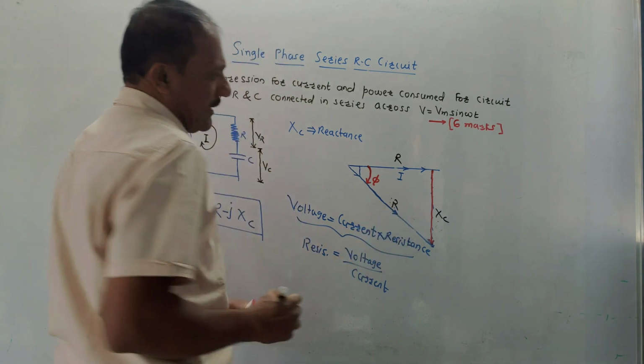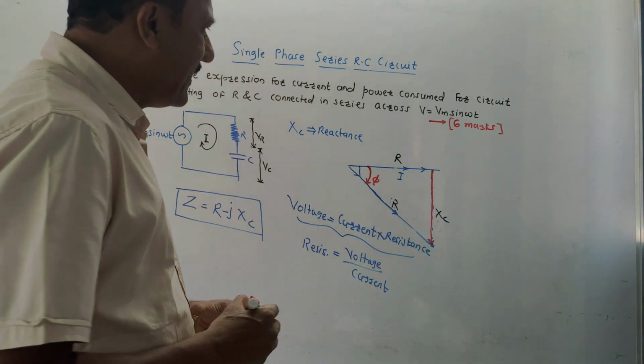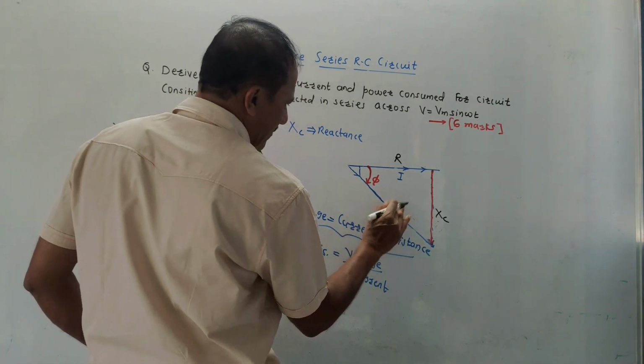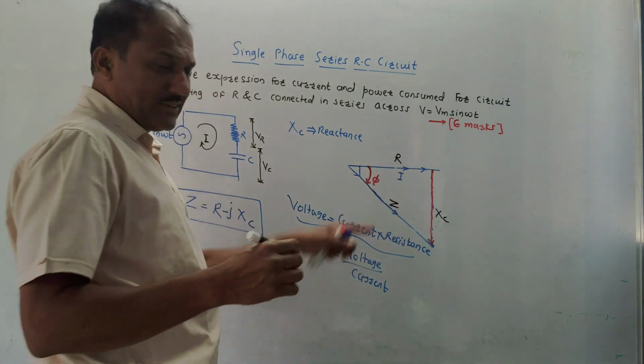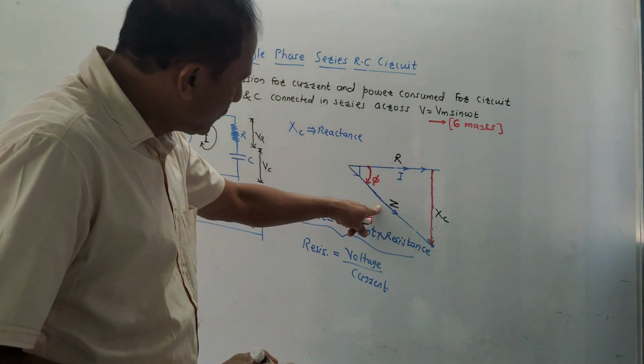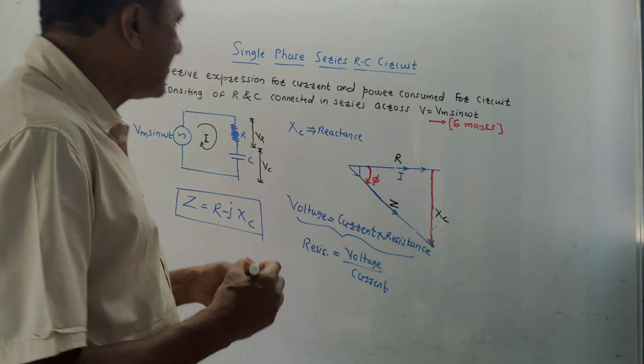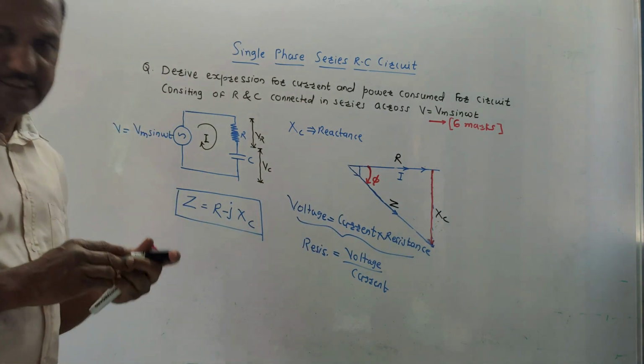So this axis is XC. Similarly, if I divide it by current, only R will remain. This axis is R. This is known as the impedance triangle, or to make it simpler, you can write this as Z, because this is the resultant value. So this is known as the impedance triangle for series RC circuit.